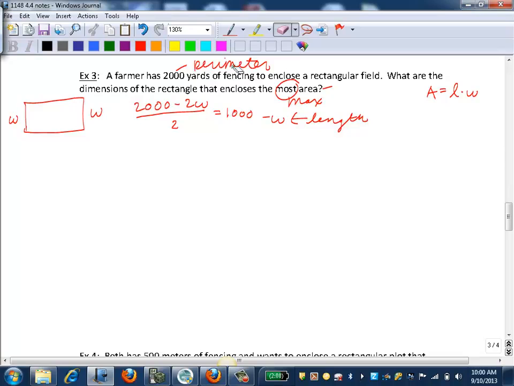So I'll say that again. You have 2,000 yards to start with, so that's going to be used for the entire perimeter of the field. I'm going to call these two widths W. So if I take my 2,000, subtract off the two widths, that'll give me two lengths remaining. So if I divide that by 2, that'll give me the lengths. So my lengths will be 1,000 minus W.